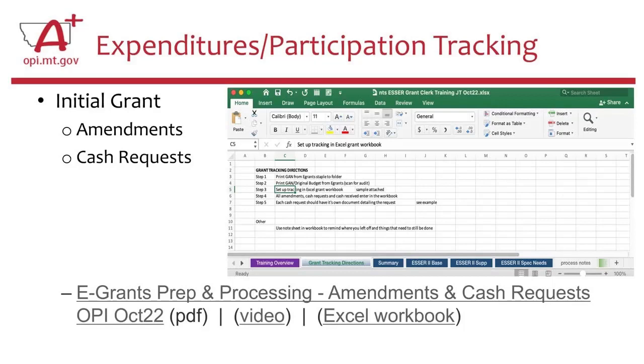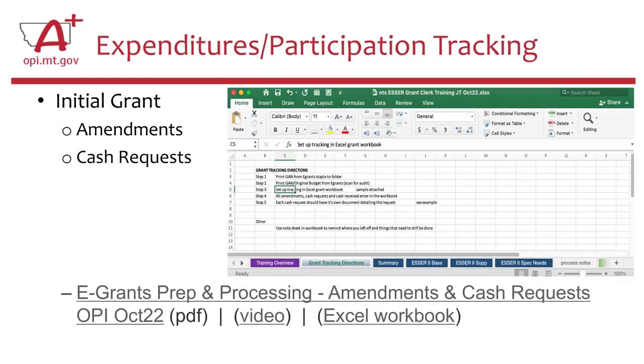This was a slide, and again, we have under the eGrants, which is the portal under which this grant is managed at the state level. We have a longer video on eGrants preparing and processing the amendments and the cash request that was done in October. And this is a worksheet. We just did a snapshot of it that was created and used on a continual basis by Jolene, a business clerk in Corvallis, and it's a very good way of tracking the expenditures.